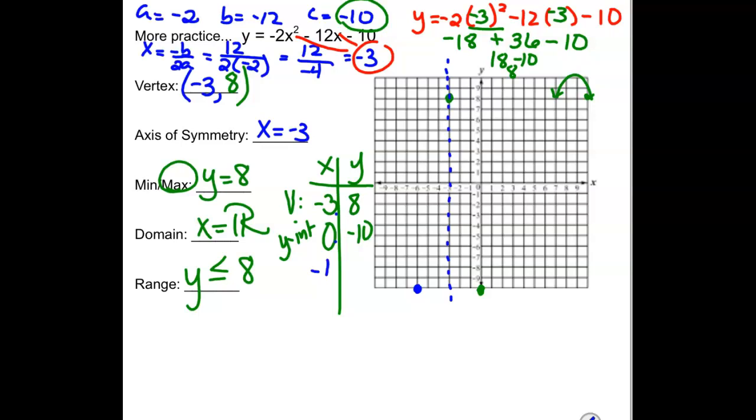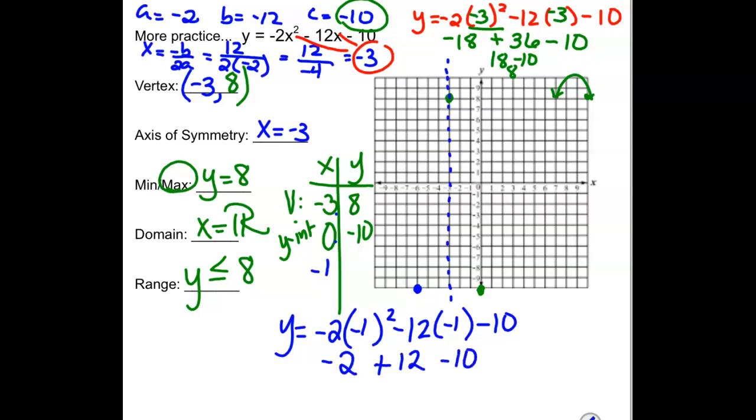If we put a negative 1 in, we had negative 2 times x squared minus 12 times x minus 10. And we're going to plug a negative 1 in there. Negative 1 squared is positive 1 times negative 2 is negative 2. Negative 12 times negative 1 is positive 12. And then we're subtracting 10. So negative 2 plus 12 would be 10. 10 minus 10 is 0. So we have the point negative 1, 0.